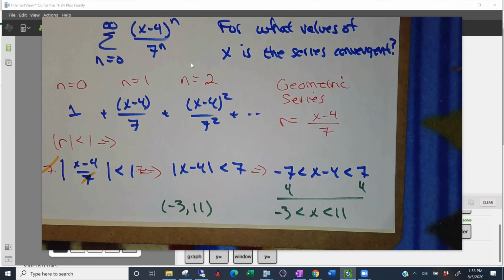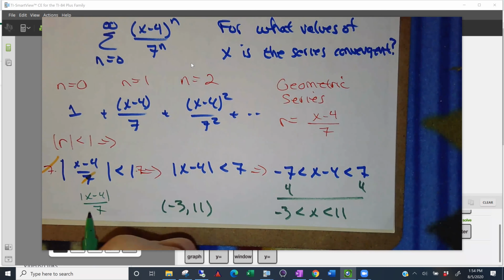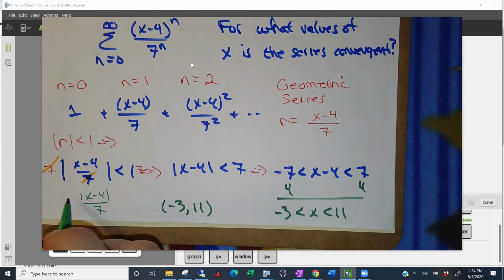Yes, yeah. Okay. And I can do that because technically what's going on here, because that's just a 7, I can think of that as, let me see if I can write it in a different color here. I can think of that as the absolute value of x minus 4 over 7. That is, I can take this out of the absolute value since it's positive anyways. So that's how I can get rid of that 7. All right. Okay. Yeah, I get it. Cool.